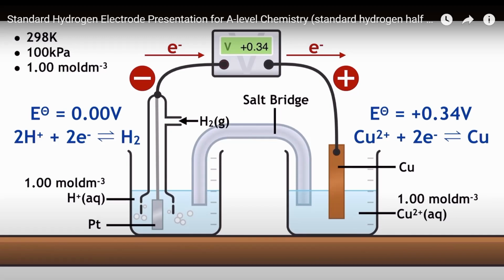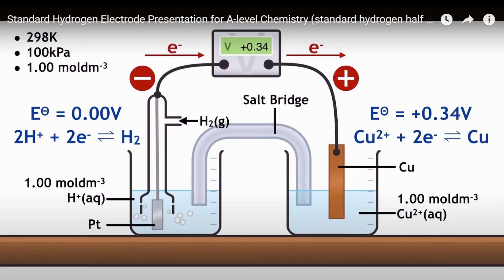Towards the hydrogen electrode, or actually I should say the platinum electrode, because the electrode itself is platinum. The platinum is the anode. And where do anions move? Towards the anode. That gives us a complete circuit of negative charge.